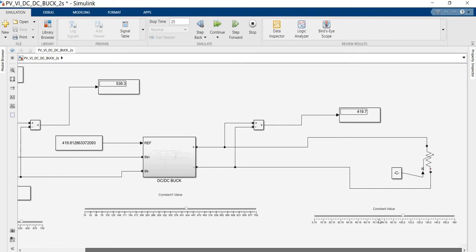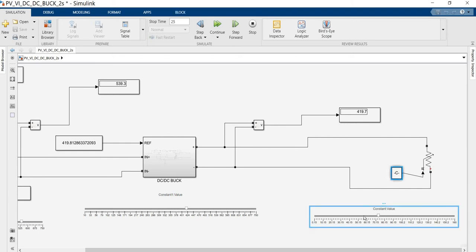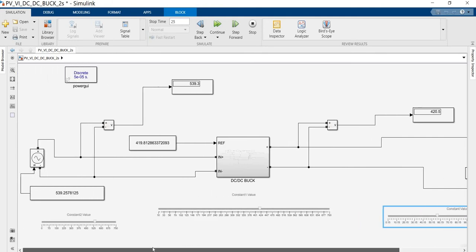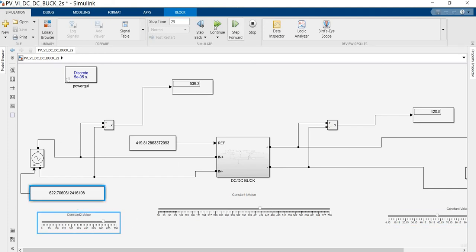Suppose I change the load. Again I run the simulation, and the voltage is regulated. Again the voltage is regulated, there is no problem. Simultaneously, what is the input voltage? It is 590. I am also going to increase it to 600 plus. Again it is available here at 622.